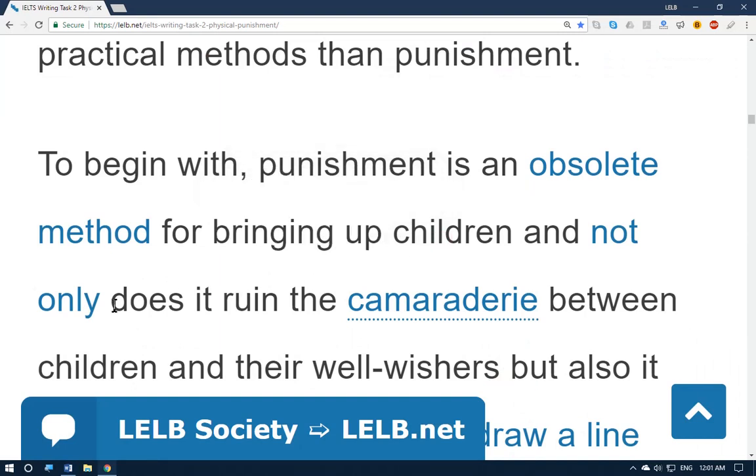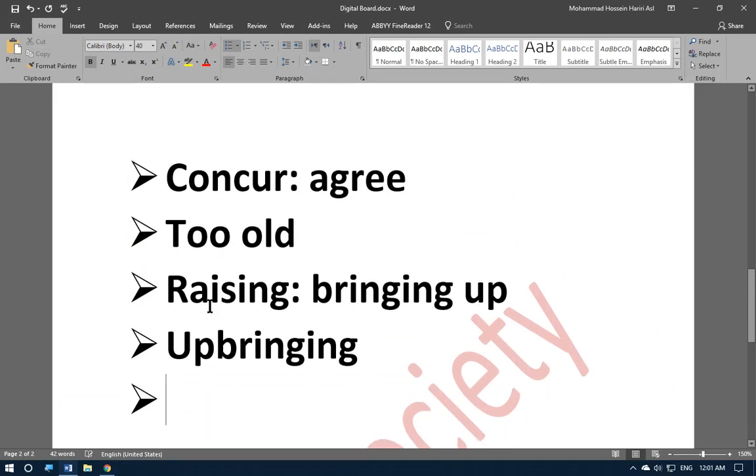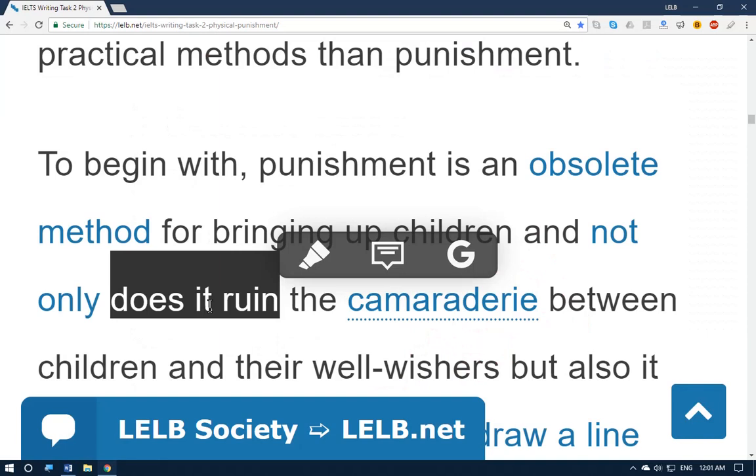And not only does, pay attention to the structure of not only. When you use not only, and the following sentence, or let's say clause, is a complete sentence, there is an inversion here. You know, it reads, does it ruin? Not only does it ruin, he didn't say not only it ruins. So it's called an inversion because of not only, in order to put emphasis.